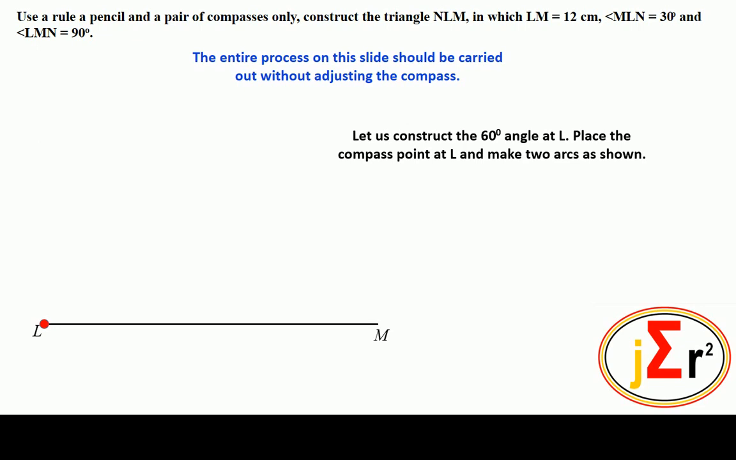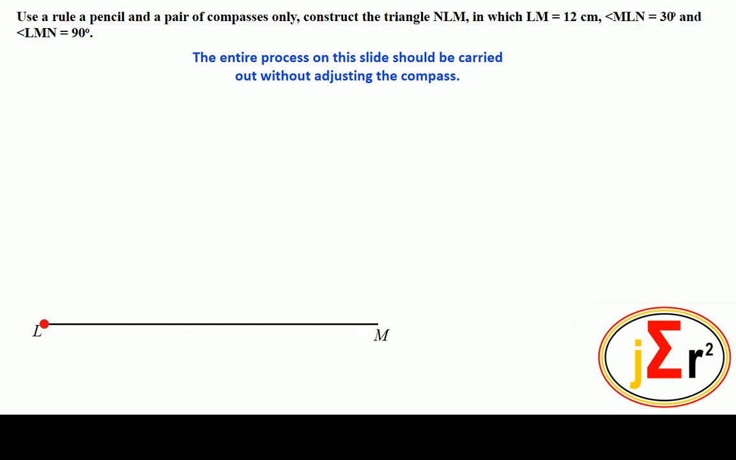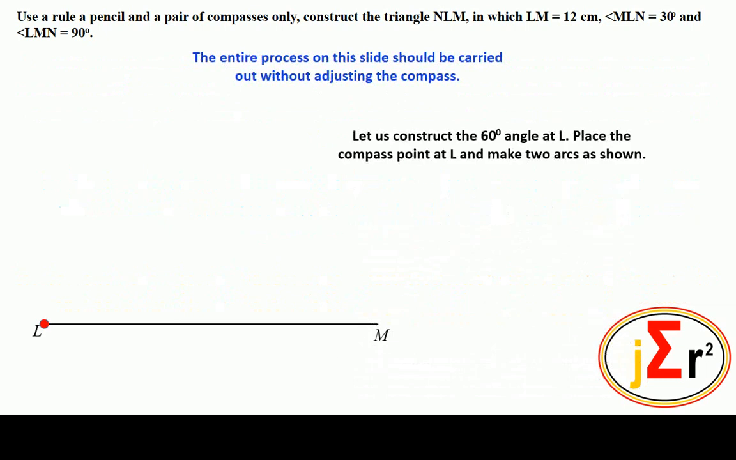So let us construct the 60 degrees angle at L. Place the compass point at L. Did we do that? I think we have done that already. The compass point is already at L, and your compass point is your little red dot. Place the compass point at L and make 2 arcs as shown. When the arcs are going to be drawn, you will see the little blue triangle which represents the point of the pencil. Let's go. So there we have your pencil, one arc and the other.